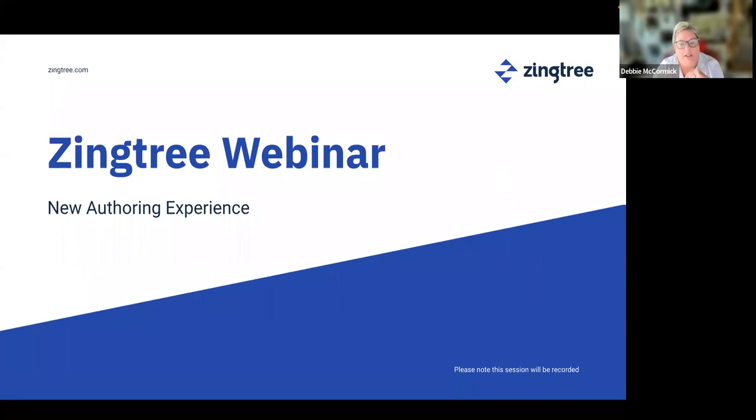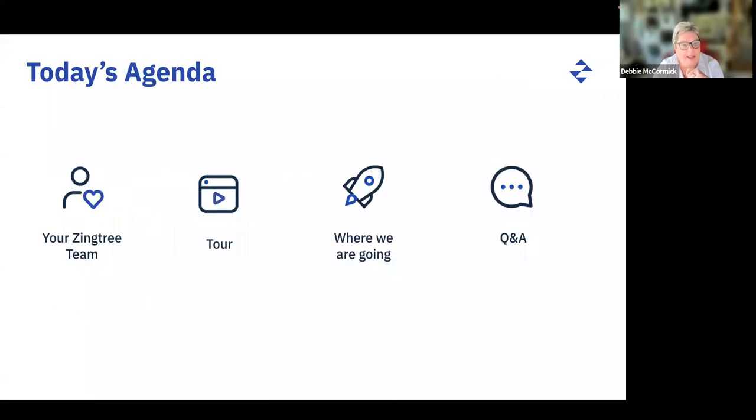So let's talk a little bit about what our agenda is today, and then I'll introduce our team. On today's call, we're going to keep this as short as possible. I'm going to give you a tour of our new authoring experience, and we're going to hear from our Chief Product Officer regarding how we got to where we are today and where we're going in the future. And then at the end, we will take your questions.